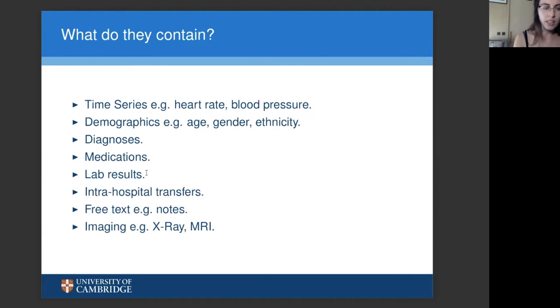Diagnoses and medications are particularly interesting because they are very information dense. So what I mean is, if you tell a doctor a certain patient has this diagnosis and is on these medications, that then tells that doctor a lot about the patient.